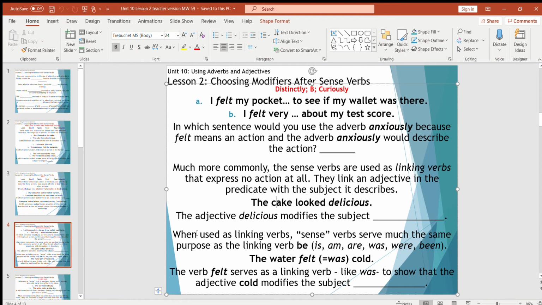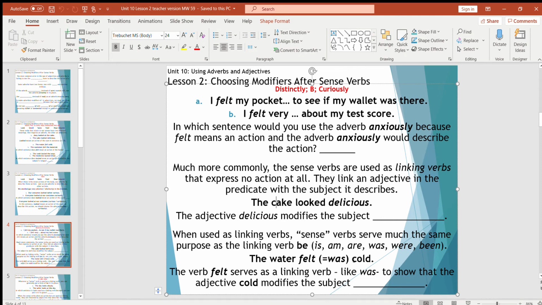So when used as a linking verb, those sense verbs serve much the same purpose as the linking verb be, is, am, are, was, were, and been. So the water felt cold really is not like the water is physically feeling coldness, right? It's just that the water was cold or the water is cold. So the verb felt, we know, serves as a linking verb, like the verb was, because we are showing that the adjective cold is modifying the subject water, right?